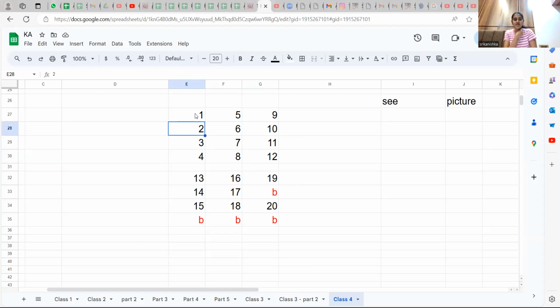Can we start this here, this 20 sentences? I see a picture. I am seeing a picture. I have seen a picture. I have been seeing a picture. I saw a picture. I was seeing a picture. I had seen a picture. I had been seeing a picture. I will see a picture. I will be seeing a picture. One more time, number 10, one more time.